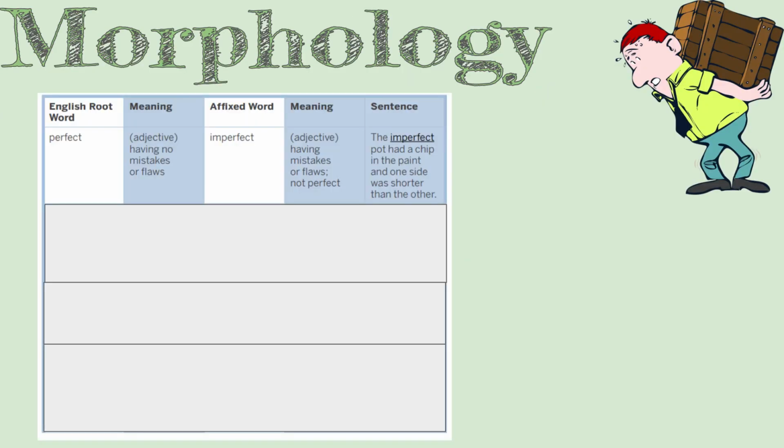All right, let's take a look at a few more examples. So in this chart, we see the English word first, then we see the meaning, then we see the affixed word, meaning with the im or in with the prefix. We look at the meaning again, and then we see it in a sentence.